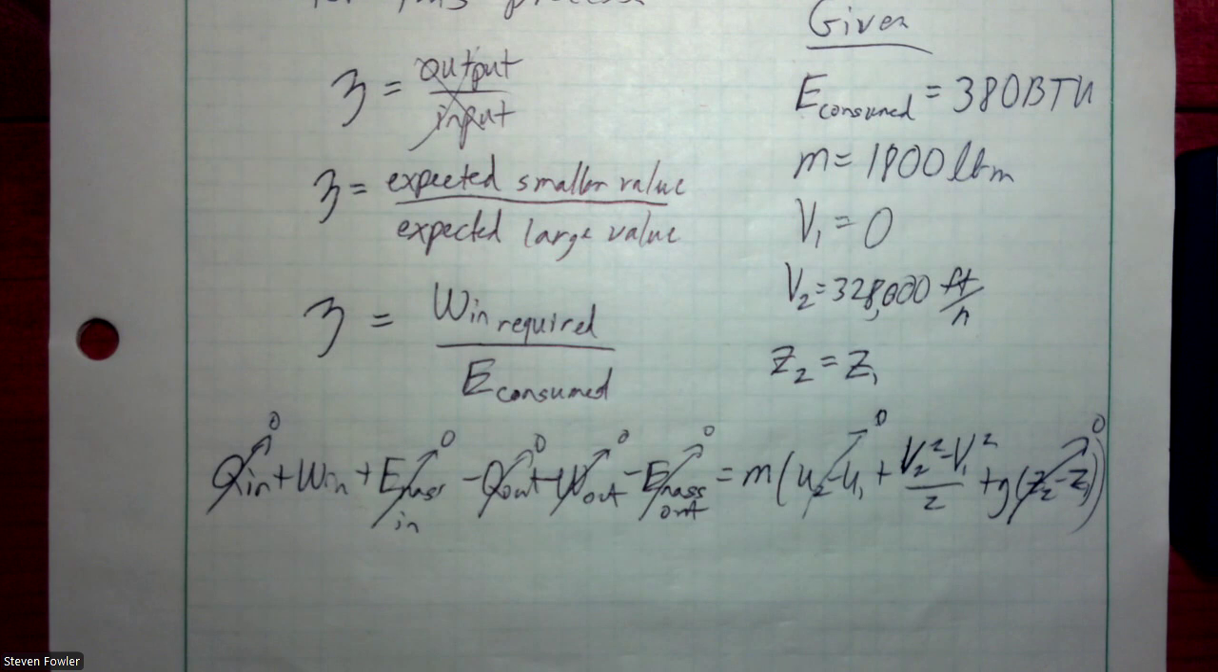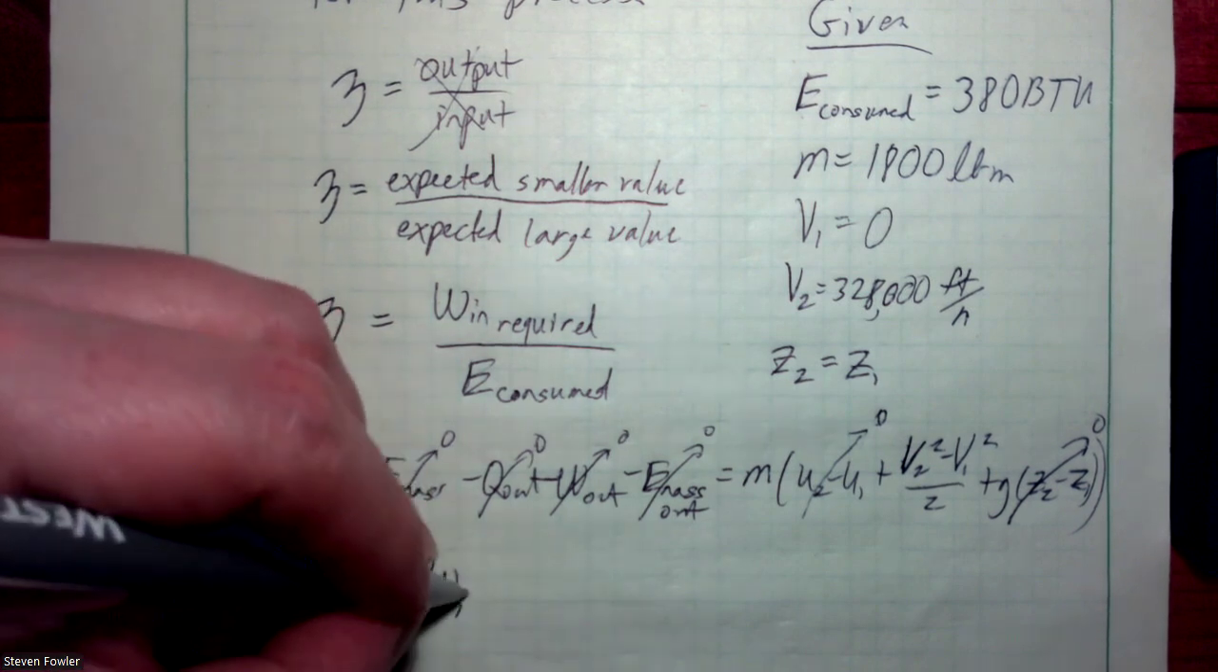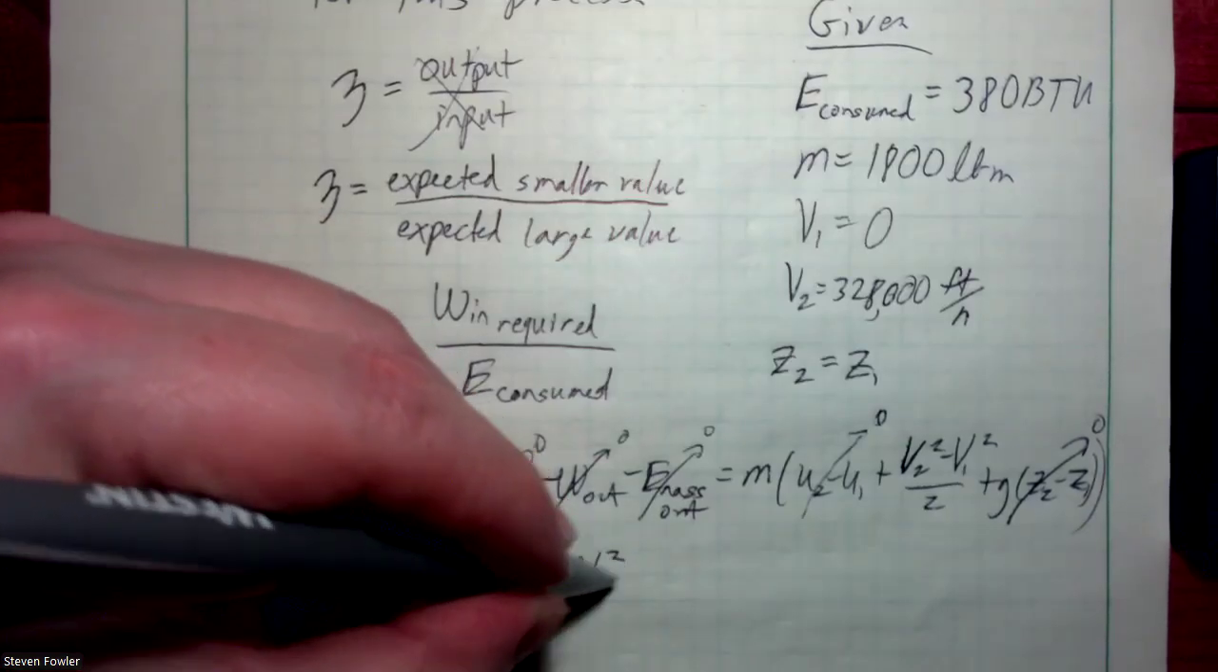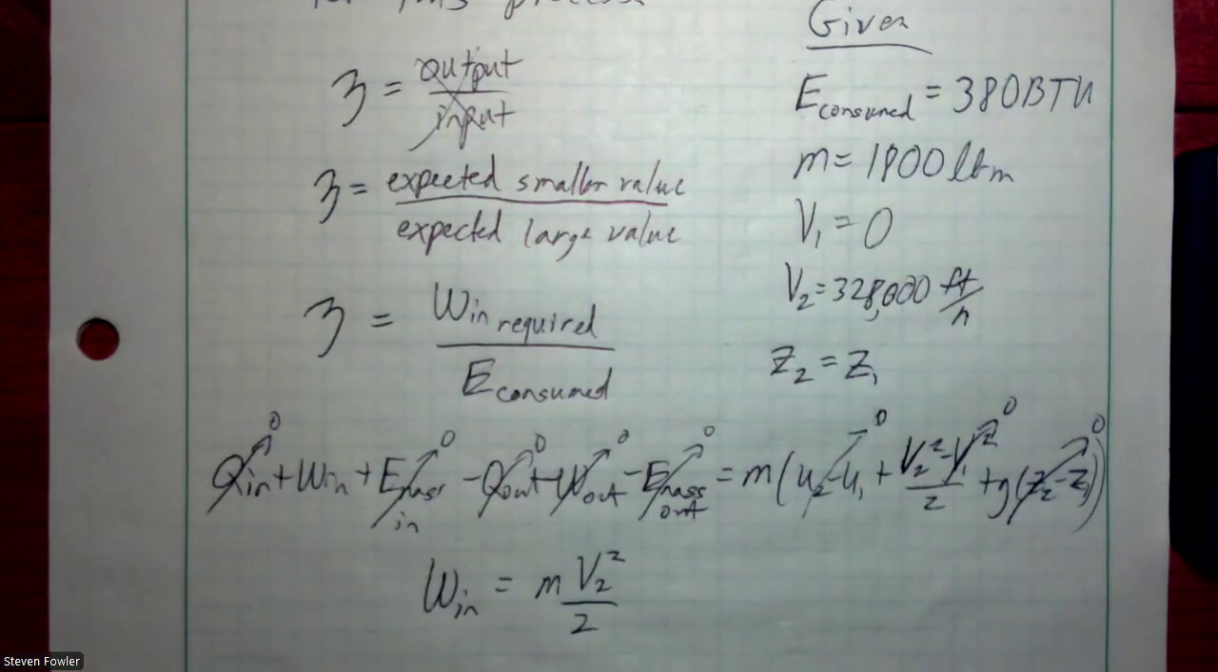Okay, so notice what I've got left. Work in equals m v2 squared over 2, because v1 is also 0. It's that simple. I know it's not that simple.